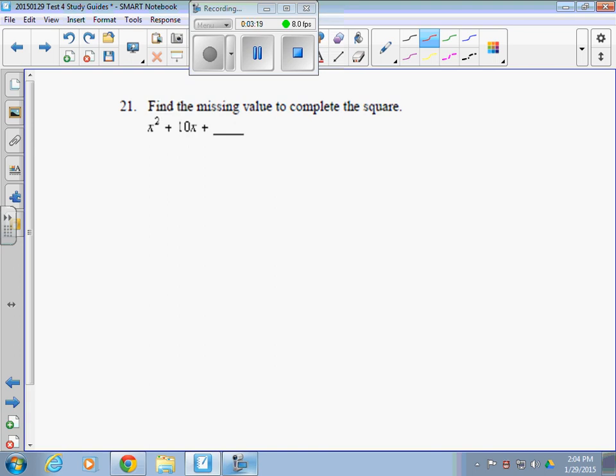In order to find the c value, you take b, you divide it by 2, and you square it. So b in this case is 10, divided by 2 is 5, and 5 squared is 25.